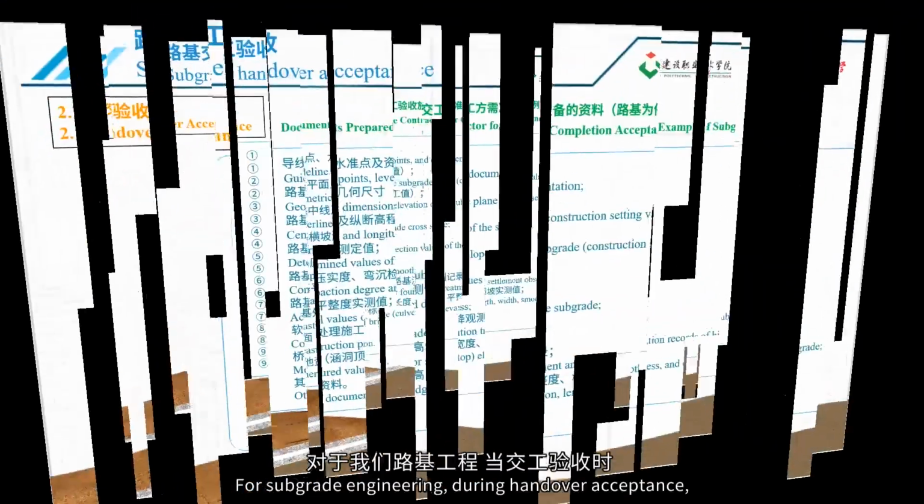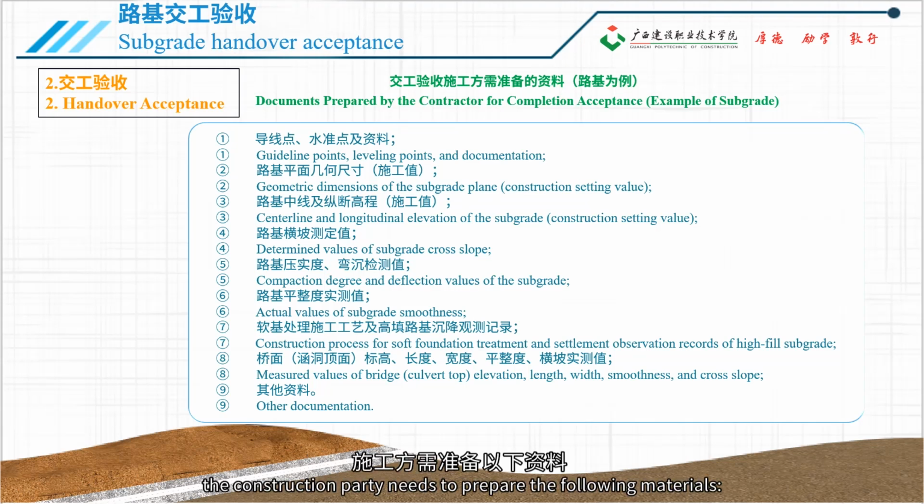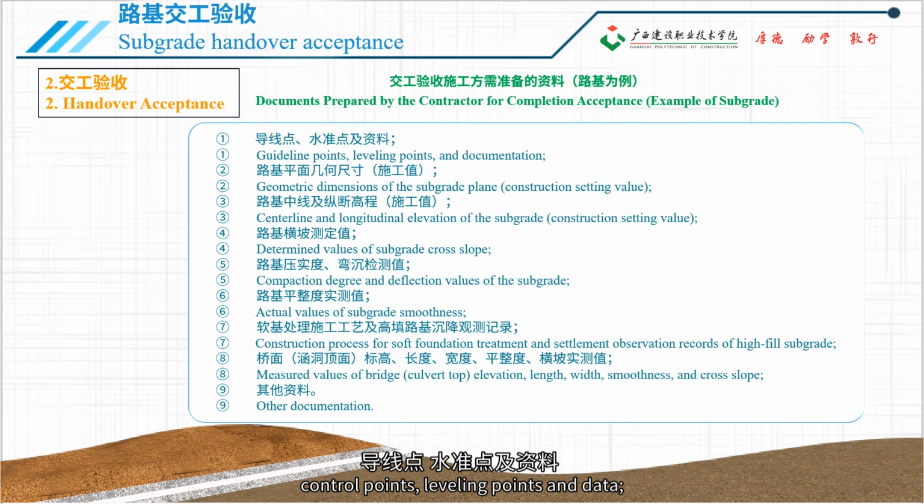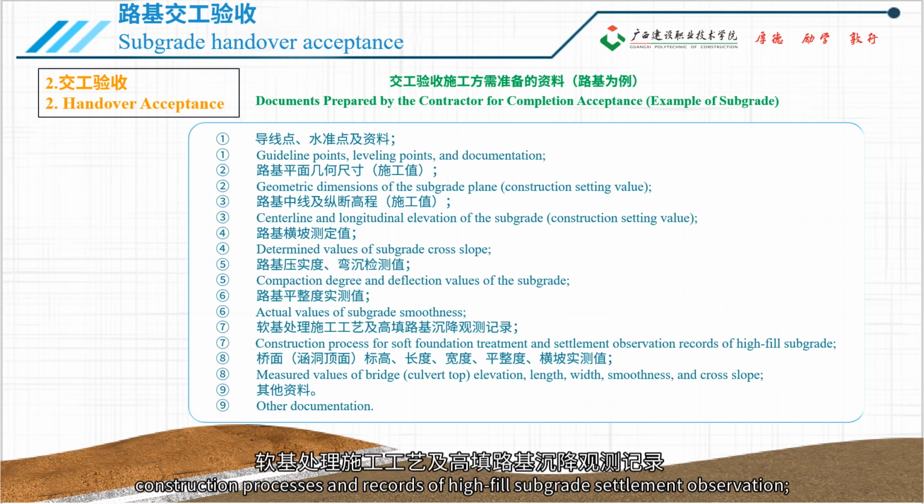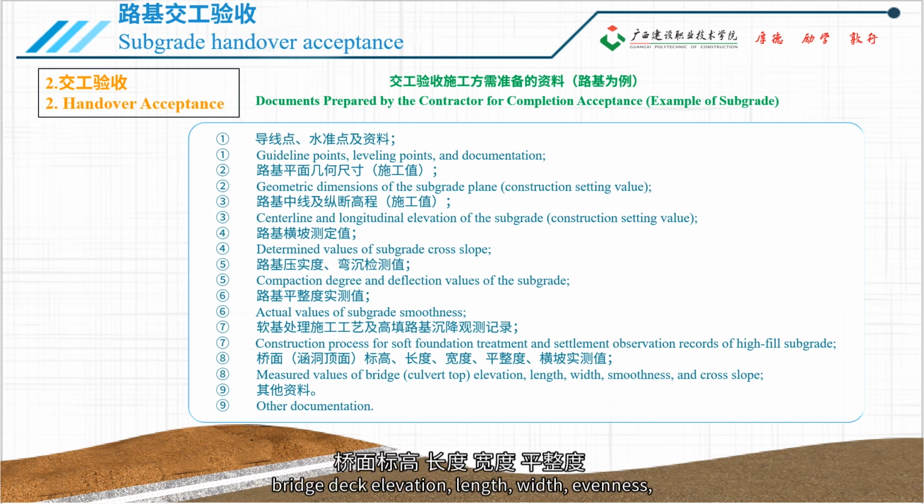For subgrade engineering, during handover acceptance, the construction party needs to prepare the following materials: control points, leveling points and data, subgrade plane geometric dimensions, subgrade centerline and longitudinal elevation, subgrade cross-slope setting values, subgrade compaction and deflection test values, measured values of subgrade evenness, construction processes and records of high-field subgrade settlement observation, bridge deck elevation, length, width, evenness, measured values of cross-slope, and other data.